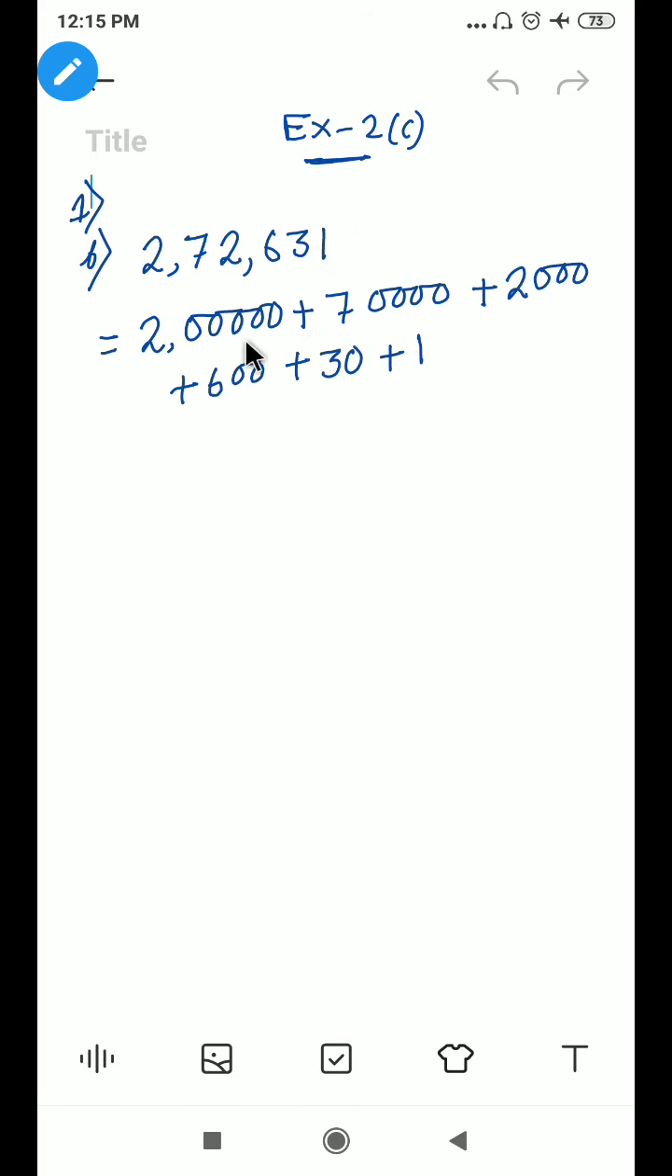So this way you have to do the problems. Find the place values, then do the sum. Here sum means addition. Now let's see another example like this.